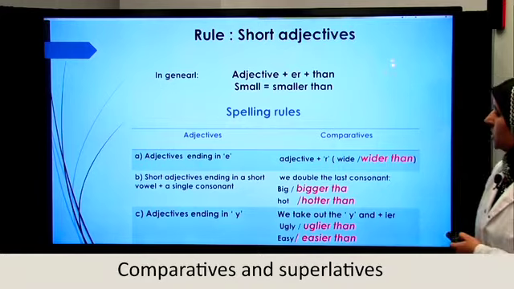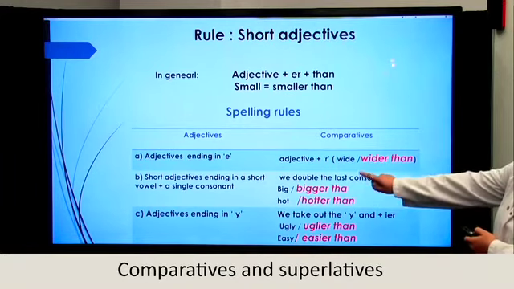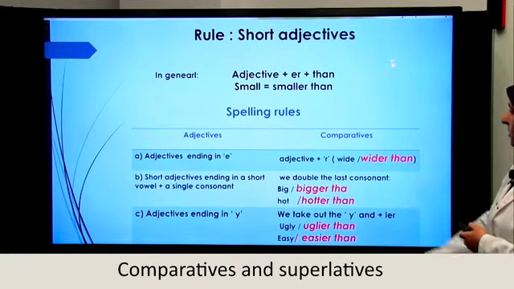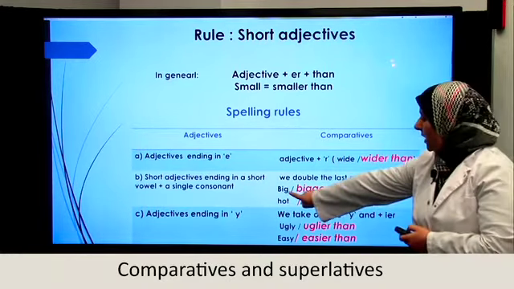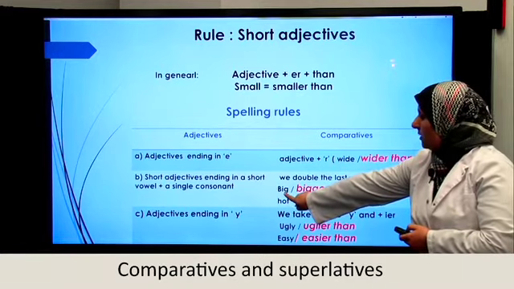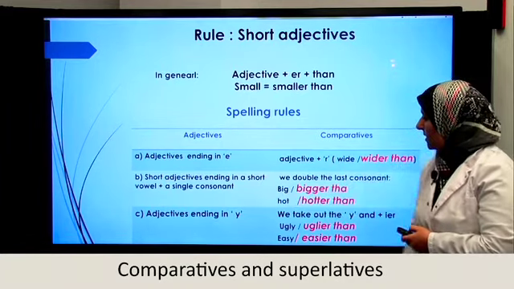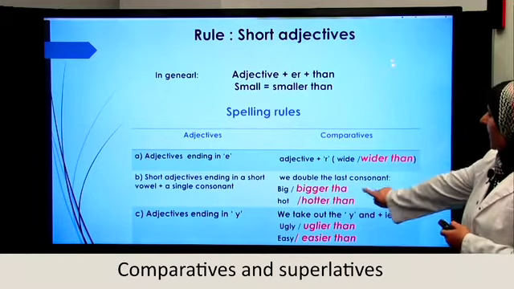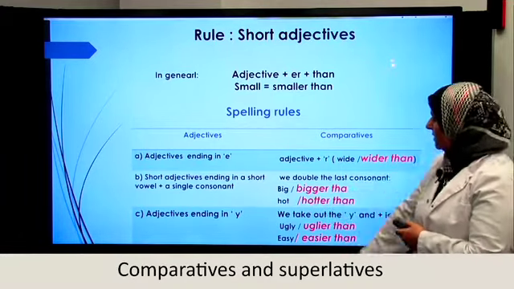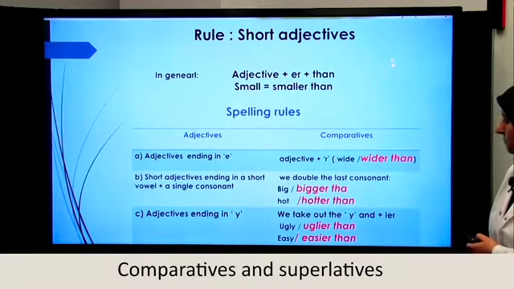B, short adjectives ending in a short vowel plus a single consonant. What do we do? We double the last consonant. Example, if we have the adjective big, look, it is short. We have one vowel and one consonant. So we double the last consonant, we have bigger than. Another example, hot, hotter than.